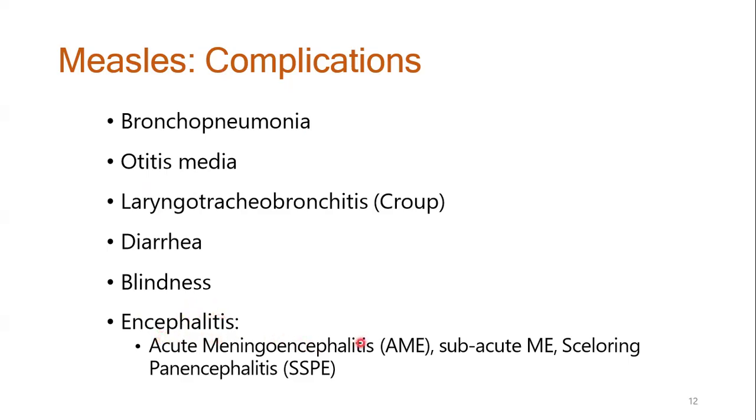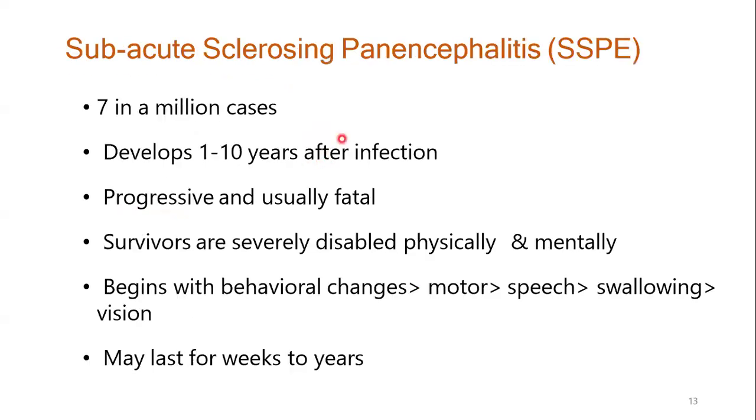So acute meningoencephalitis, subacute meningoencephalitis, or subacute sclerosing panencephalitis. Okay, so this can also come in an SAQ question where they can ask you to name 5 complications of measles. So you have to know these. Or they can bring an MCQ and ask you all the following are complications of measles except. Okay, so you have to know this.